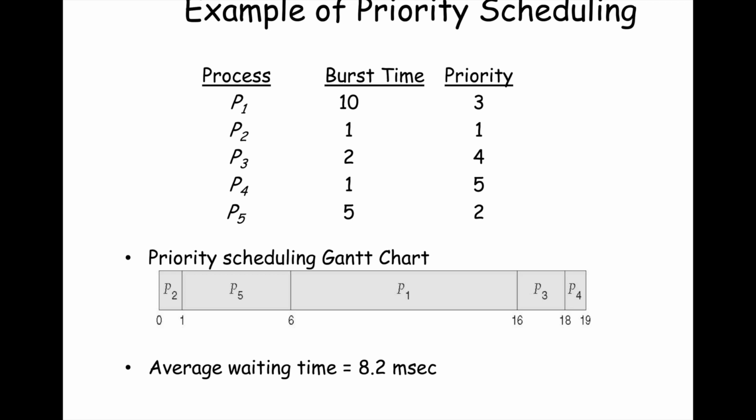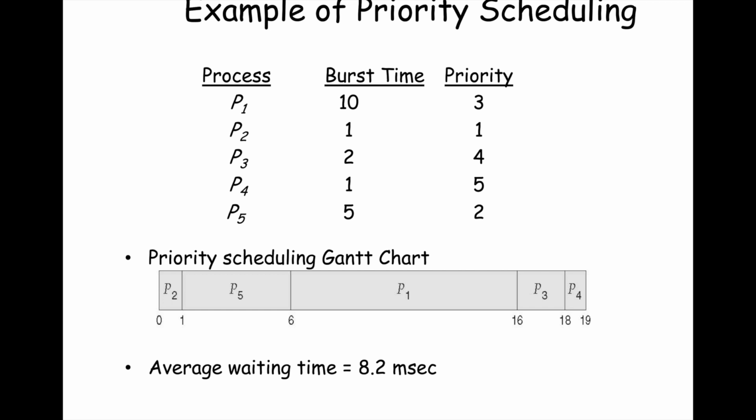And so again, here in this case, because the assumption is they all arrive at some initial time T0, each one waits a certain amount of time. So P5 waits 1 millisecond before it executes. P1 waits 6 milliseconds. P3 starts with a wait time of 16, and then lastly P4 waits 18 milliseconds. And so if you take the average of all of these, the average wait time is 8.2 milliseconds. Okay. Any questions about this?